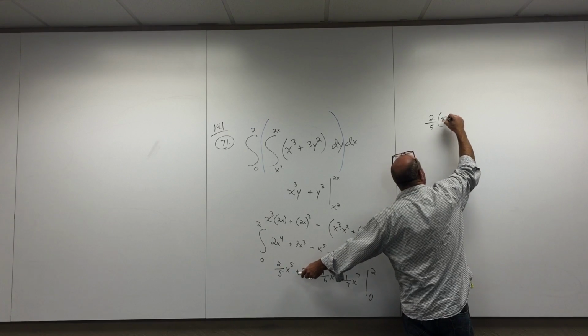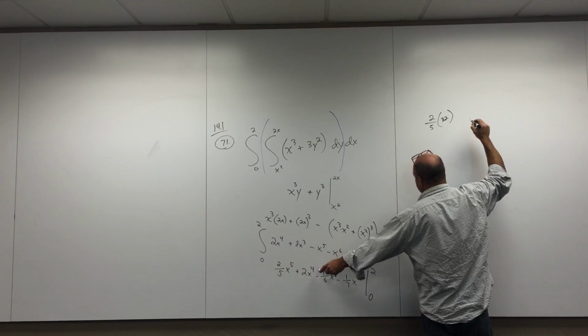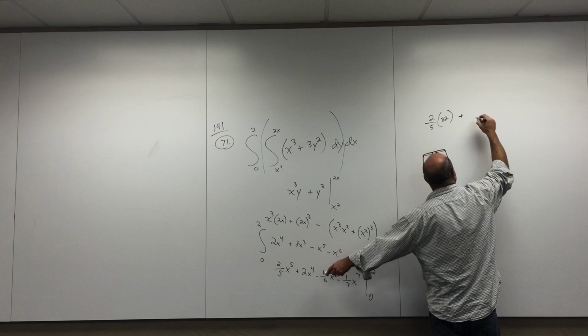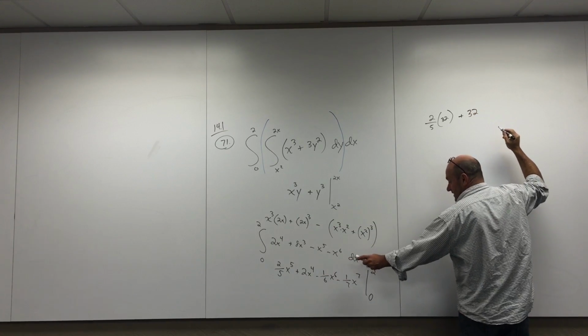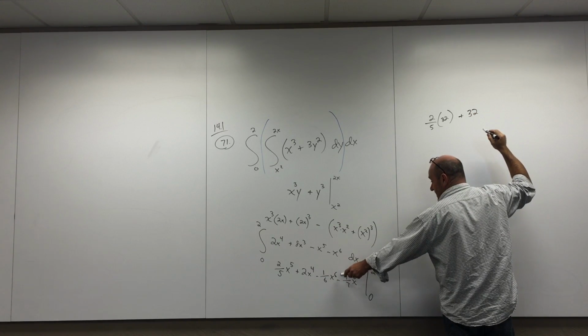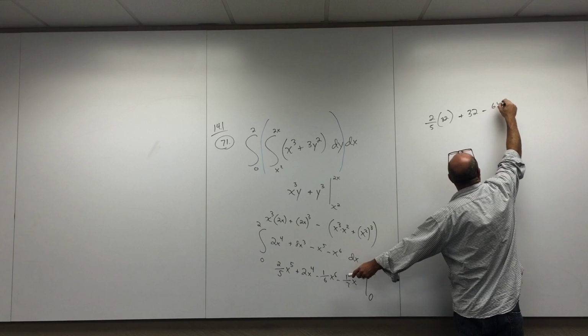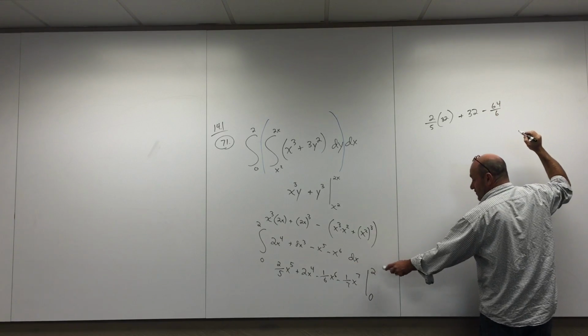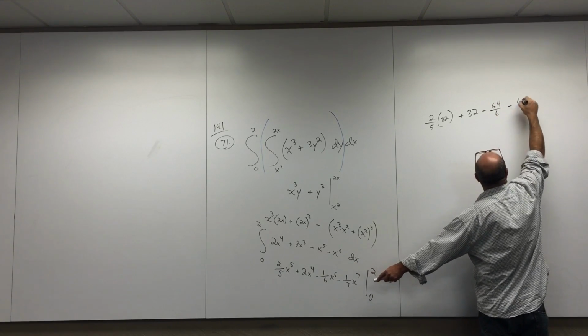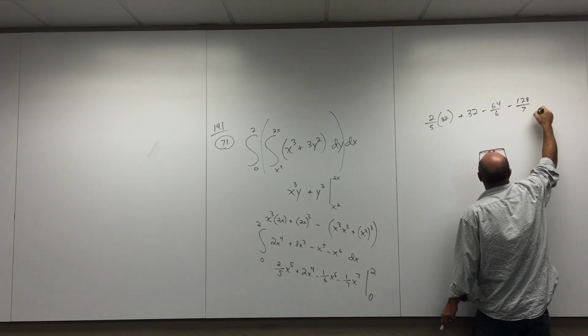2 to the 5th is 32. 2 to the 4th is 16 times 2, that's 32. 2 to the 6th is 64 sixths. 2 to the 7th is 128 sevenths. All right. Anyway, that's my answer.